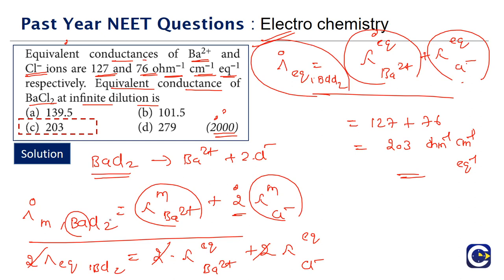So the multiplication by the respective factors will come only in the limiting molar conductivity formula. Like in this case we can see the limiting molar conductivity of BaCl2 will be equal to the molar conductivity of Ba2 plus ions, because 1 Ba2 plus ion will come, and 2 times the molar conductivity of the Cl minus. This will come only in the case of the molar conductivity formula. Clear? So the correct answer for this is option C.